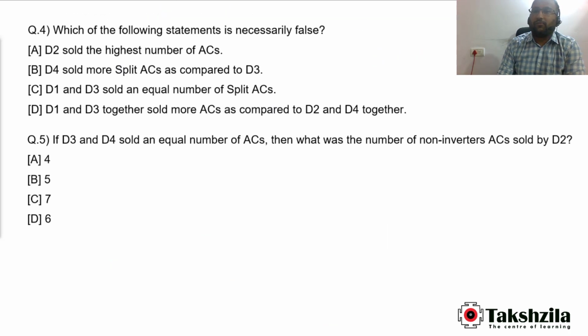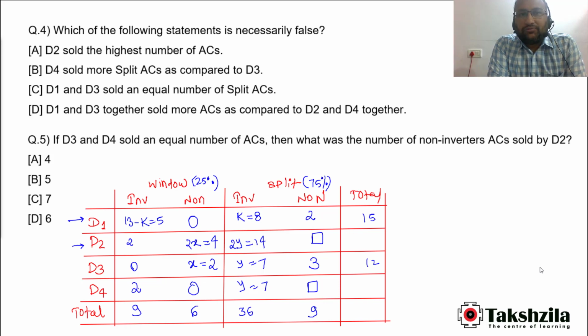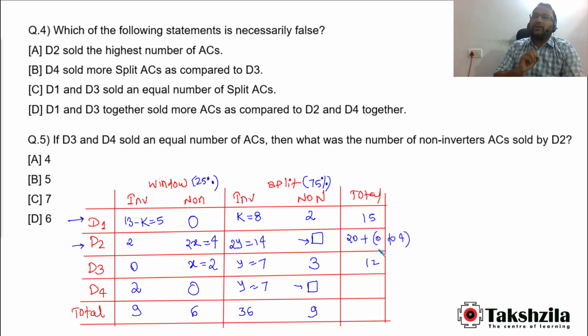After this, question number 4. Which of the following statements is necessarily false? D2 sold the highest number of ACs. We don't know the total for D2 and D4 exactly. Let's have a look at it. The total of D2 is going to be 14, 4 and 2, that is equal to 20. So 20 plus these two numbers can be 0 to 4. So 20 plus 0 to 4 is the answer over here, D2. So D2 sold the highest number of ACs, yes or no?